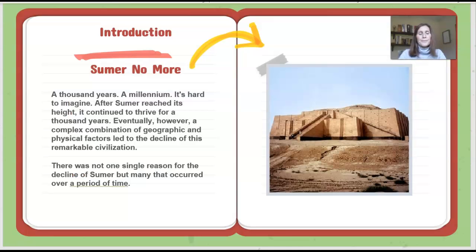Introduction, Sumer No More. 1,000 years, a millennium, it's hard to imagine. After Sumer reached its height, it continued to thrive for 1,000 years. Eventually, however, a complex combination of geographic and physical factors led to the decline of this remarkable civilization. There was not one single reason for the decline of Sumer, but many that had occurred over a period of time.